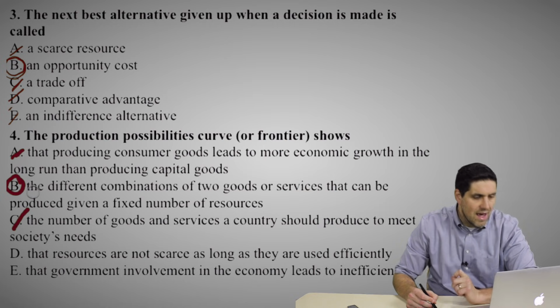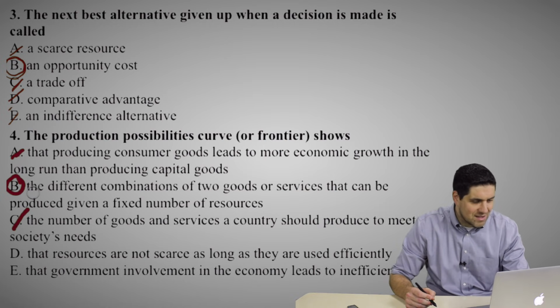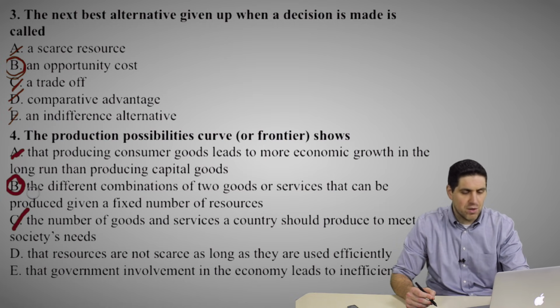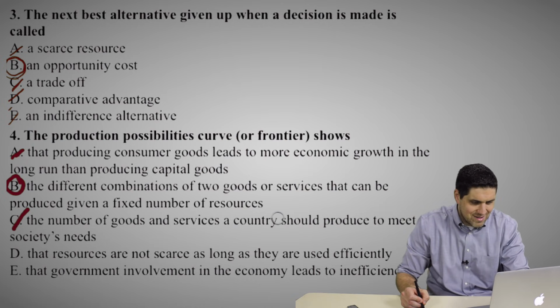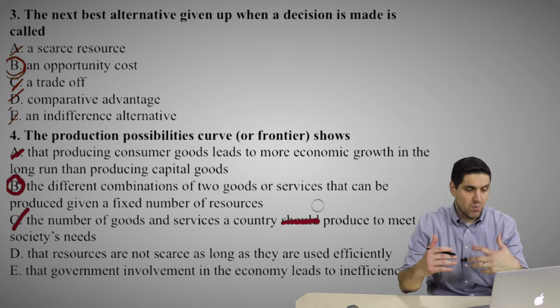No, that's not it. The reason why it says the number of goods and services a country should produce, the word "should" is wrong, right? It's not how much we should produce. The production possibilities curve doesn't tell us what we should make, it just says what we can make, right?